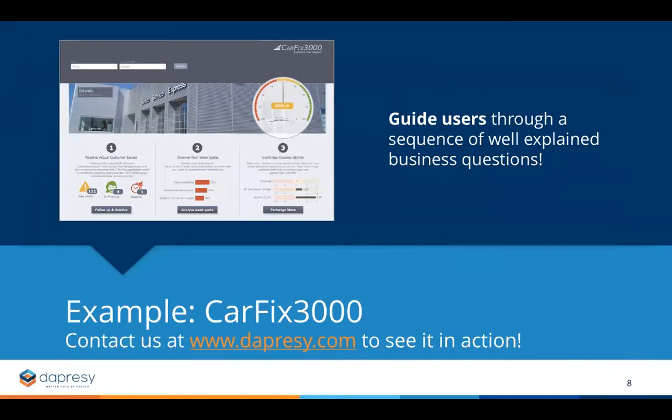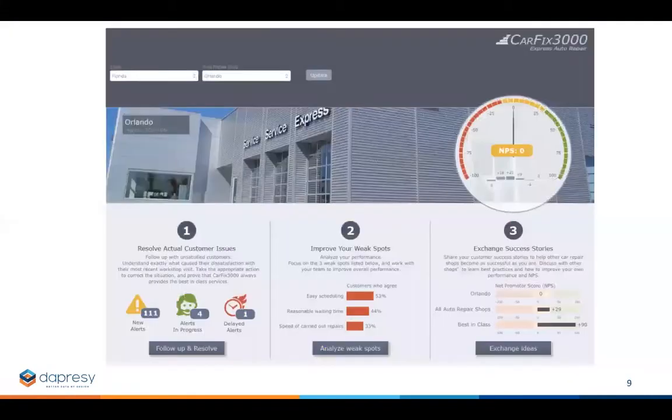The first thing I would like to introduce is how to guide users through a sequence of well-explained business questions. And I feel that this is the most common pitfall of all dashboards, that they think from a data perspective instead of thinking from a business question perspective. And this dashboard is about a company called CarFix. They are an auto repair shop, located in the US, and have several shops in the southeast of the US.